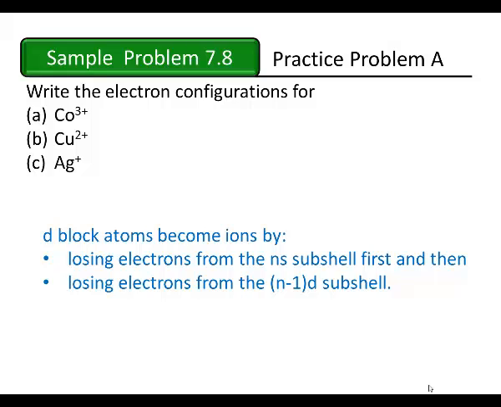The principle, stated at the top of page 295, says that d block atoms will lose electrons from the ns subshell first, and then the (n-1)d subshell. So what this means is that they will lose electrons from the highest energy s subshell initially, and then will come back and take electrons away from the d subshell as necessary to form the cations that you see here.